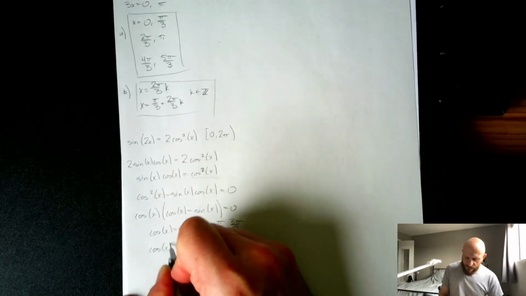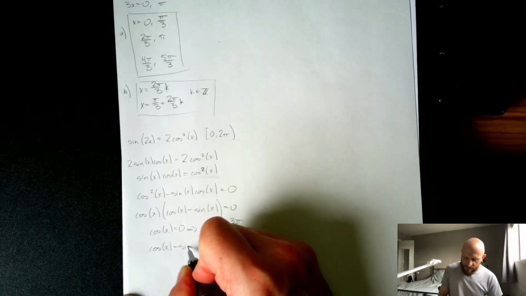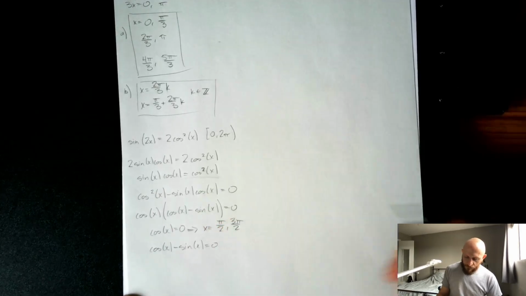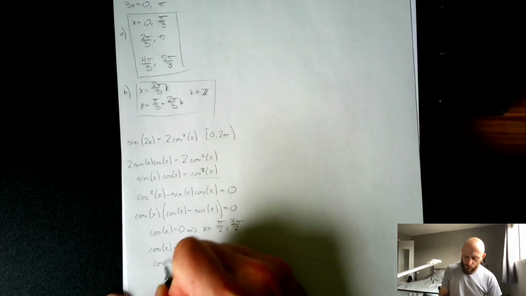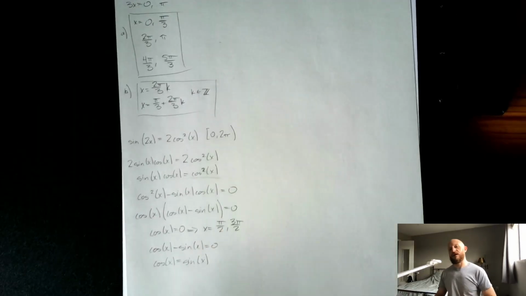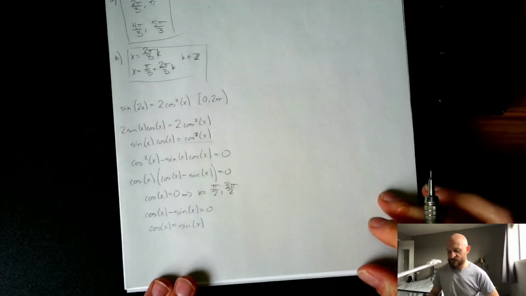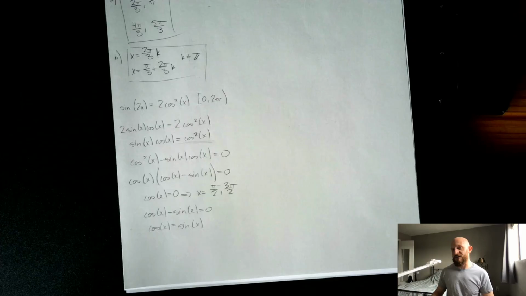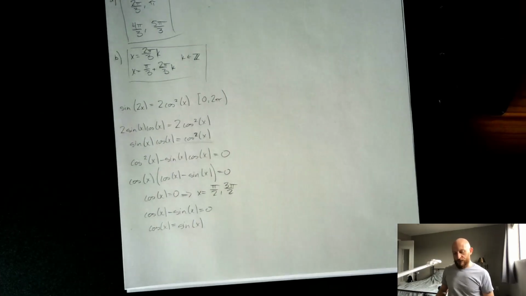The other equation is, where does cosine of x minus sine of x equal 0, which is equivalent to saying, where does cosine of x equal sine of x? Take a second, if it's not obvious to you, and try to figure that out. Where does cosine of x equal sine of x? Well, the only times that they equal each other are at certain multiples of pi over 4.